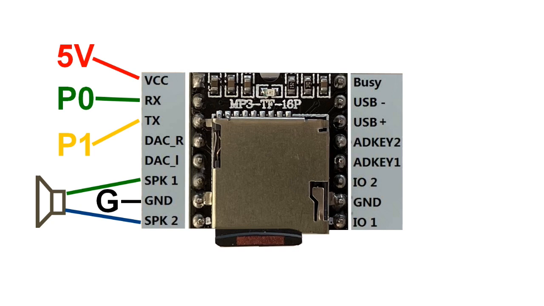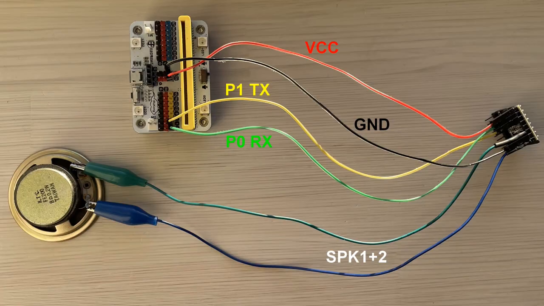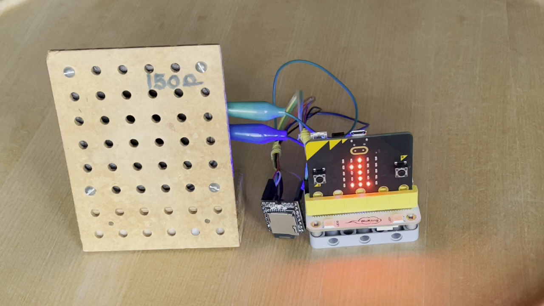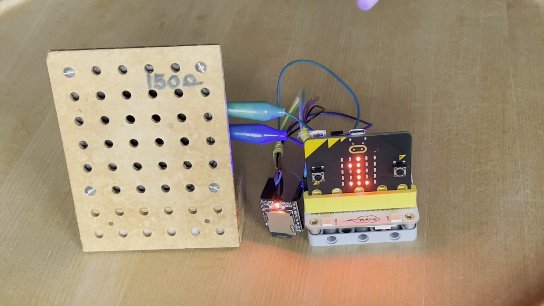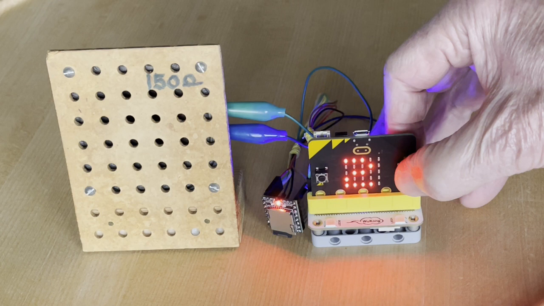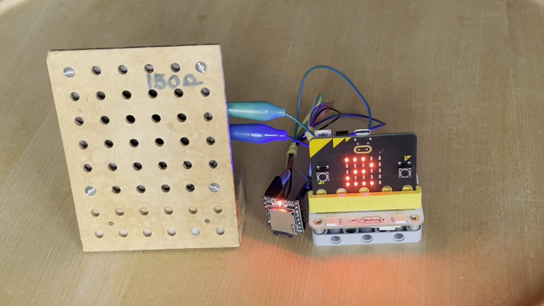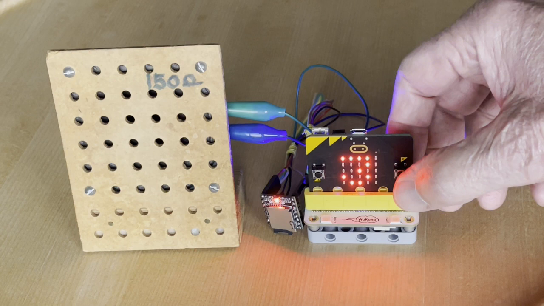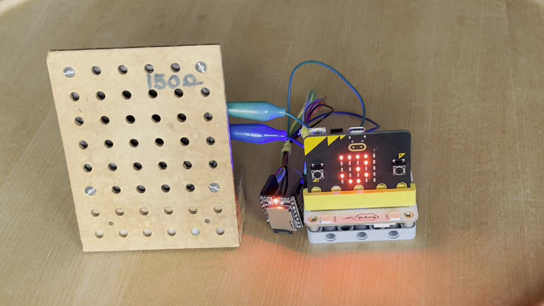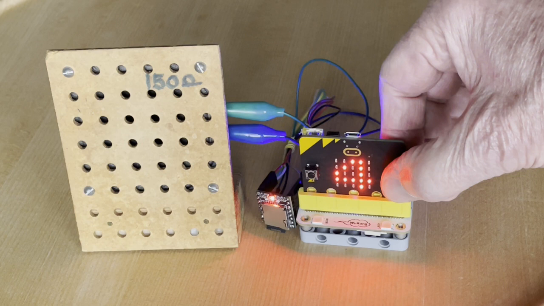Here you can see how the various pins must be connected to the microbit. I made the connections using different breadboard wires as shown here. In this setup, I have transferred 7 music tracks to the SD card. In the microbit, there is a program that can run through the tracks with button A and play a track with button B.